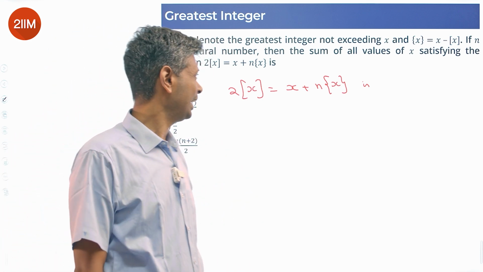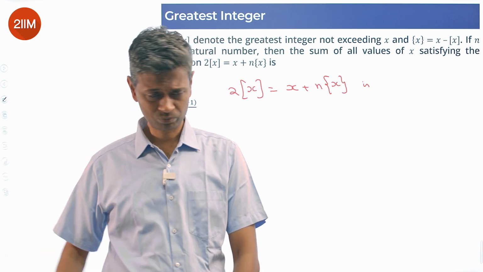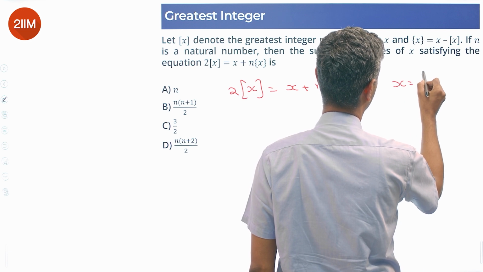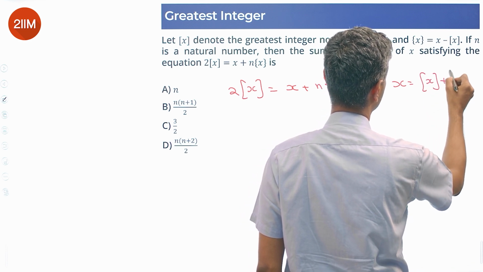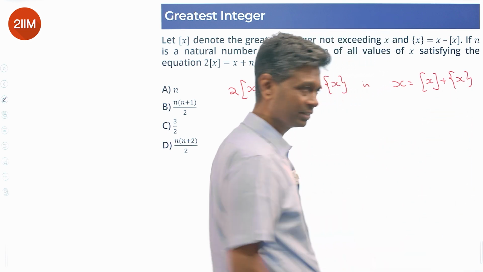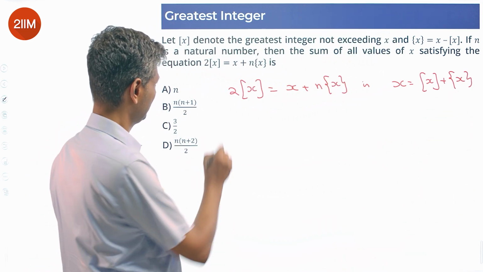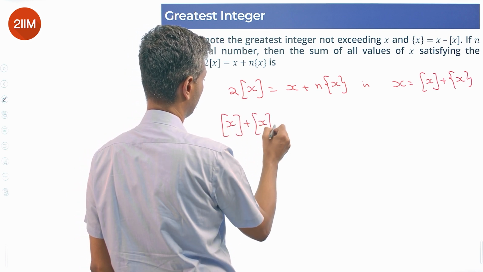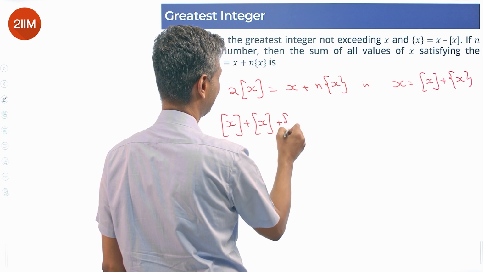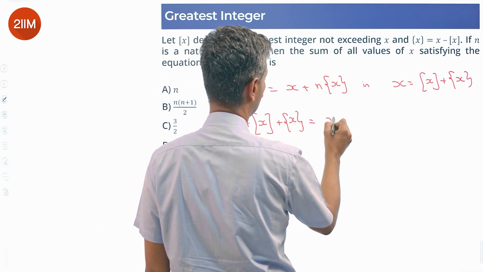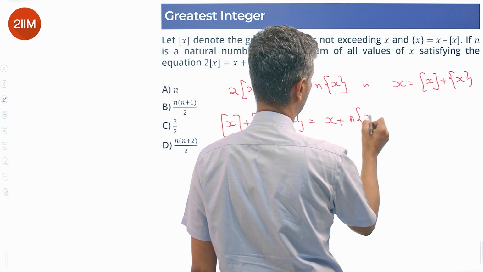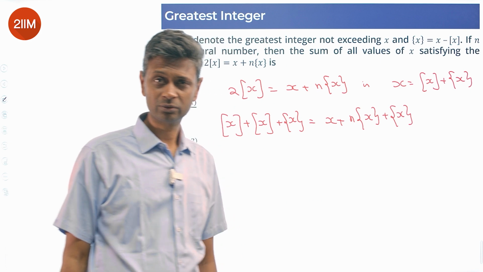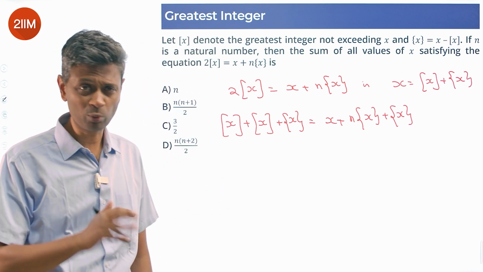And what I'm going to do, I have choices. I'm going to play with this a little bit. I know that x is nothing but greatest integer of x plus decimal part of x, the remaining part of x. So I'm going to write this as greatest integer of x plus greatest integer of x, and then add the decimal part of x, equal to x plus n times greatest integer of x plus n times decimal part of x plus decimal part of x. What am I doing? I'm adding decimal part of x to both sides.